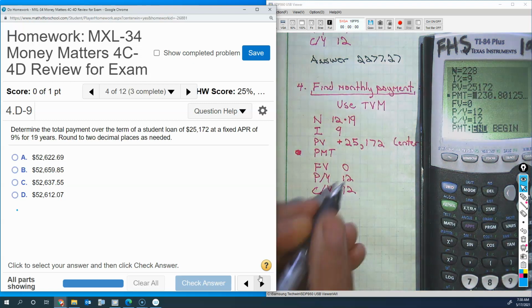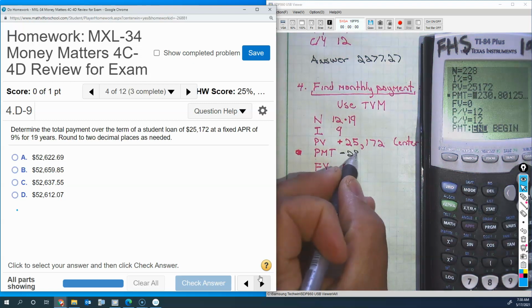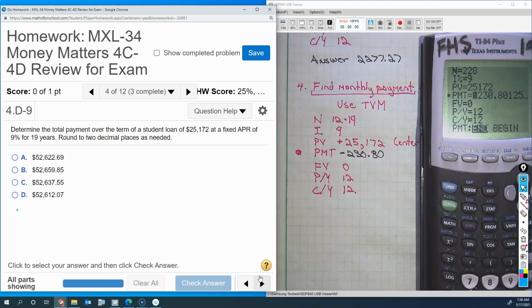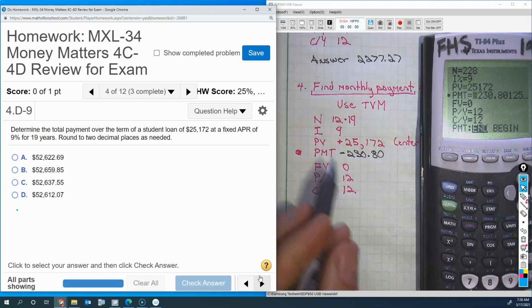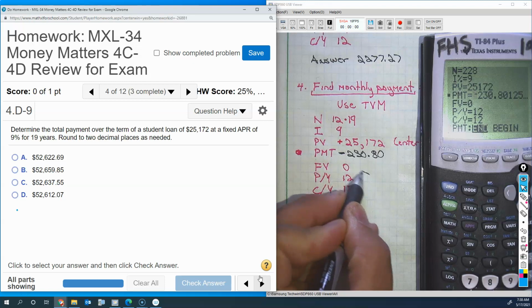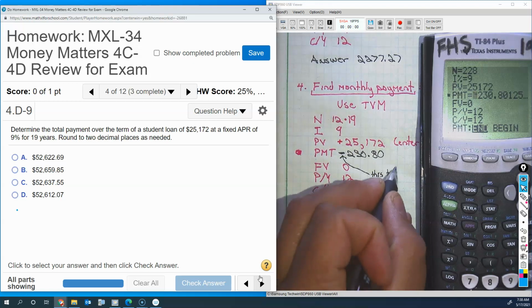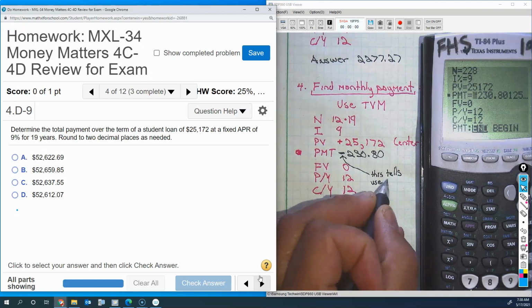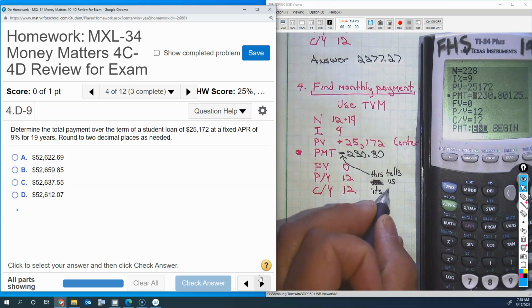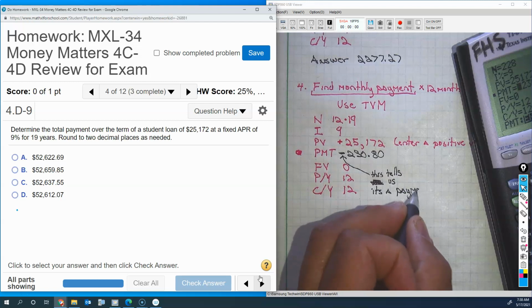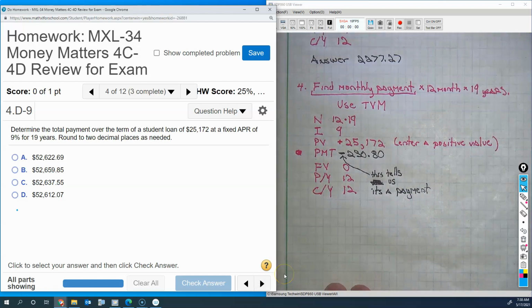Okay. And I get a payment of negative 230.80. You don't use a negative. The negative just indicates that you're paying this. Okay, this is a payment. It's coming out of your pocket and it's moving away from you. That's what the negative means.